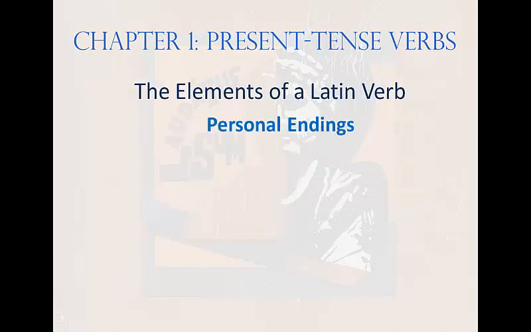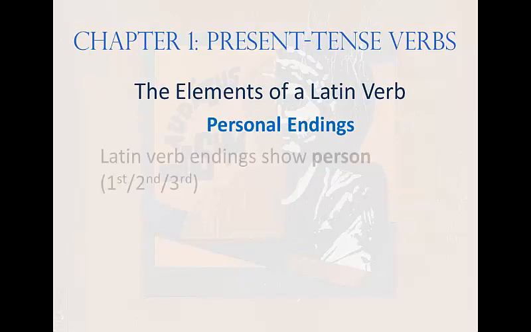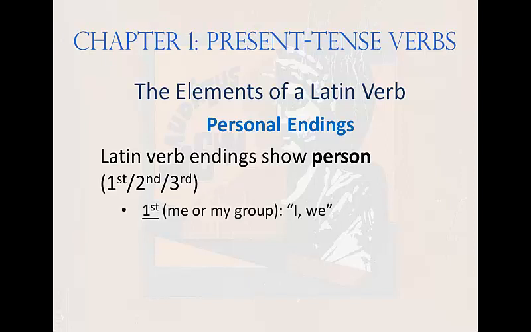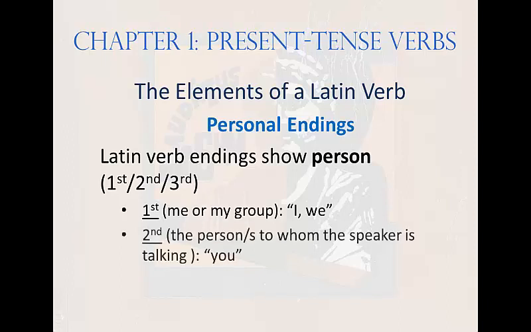Latin verb endings carry important grammatical information. First, they show person, first, second, or third. First person signifies me, or my group. In English, first person is represented by the pronouns I or we. Second person represents the person to whom the speaker is talking. You is used in standard English to represent both the singular and the plural.